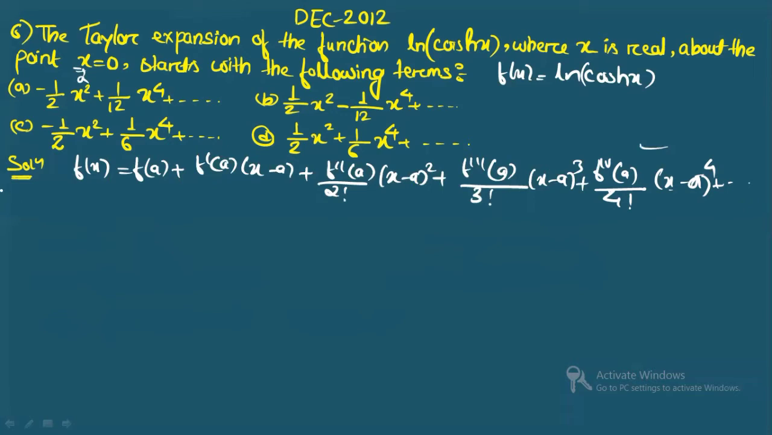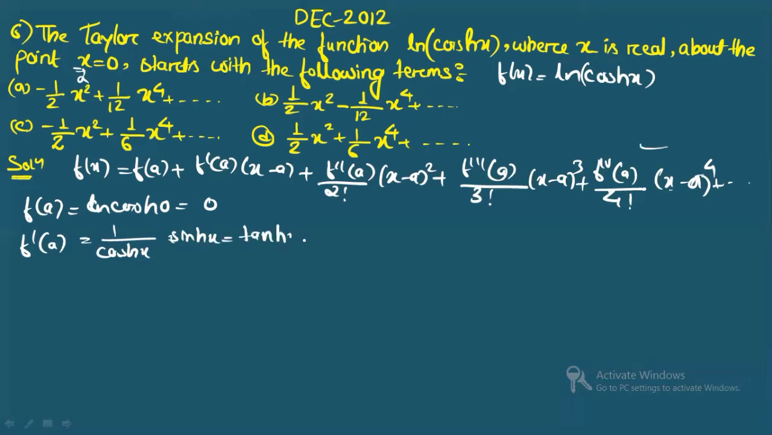Now let's see first f of a. f(a) will be equal to ln cosh 0, so this is 0. f prime(a): differentiating ln cosh x gives 1 by cosh x, and again differentiating cosh x gives sinh x. That gives you tanh x. So if you put 0 here, tanh 0 will obviously be 0.